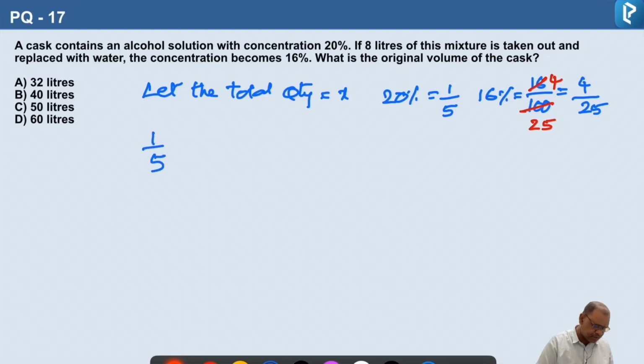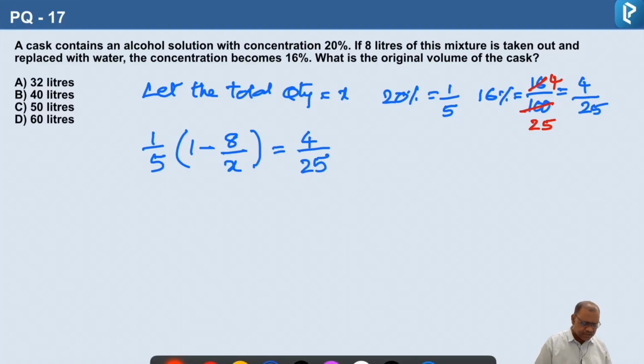We are taking out 8 liters of the mixture. So we should use the formula here: 1 minus 8 liters taken out of X liters. Then the concentration becomes 4 by 25, the final concentration. So the initial concentration is 1 by 5, and when you take out 8 liters out of X liters, the final concentration is 4 by 25. Let us simplify this and find out the total quantity.